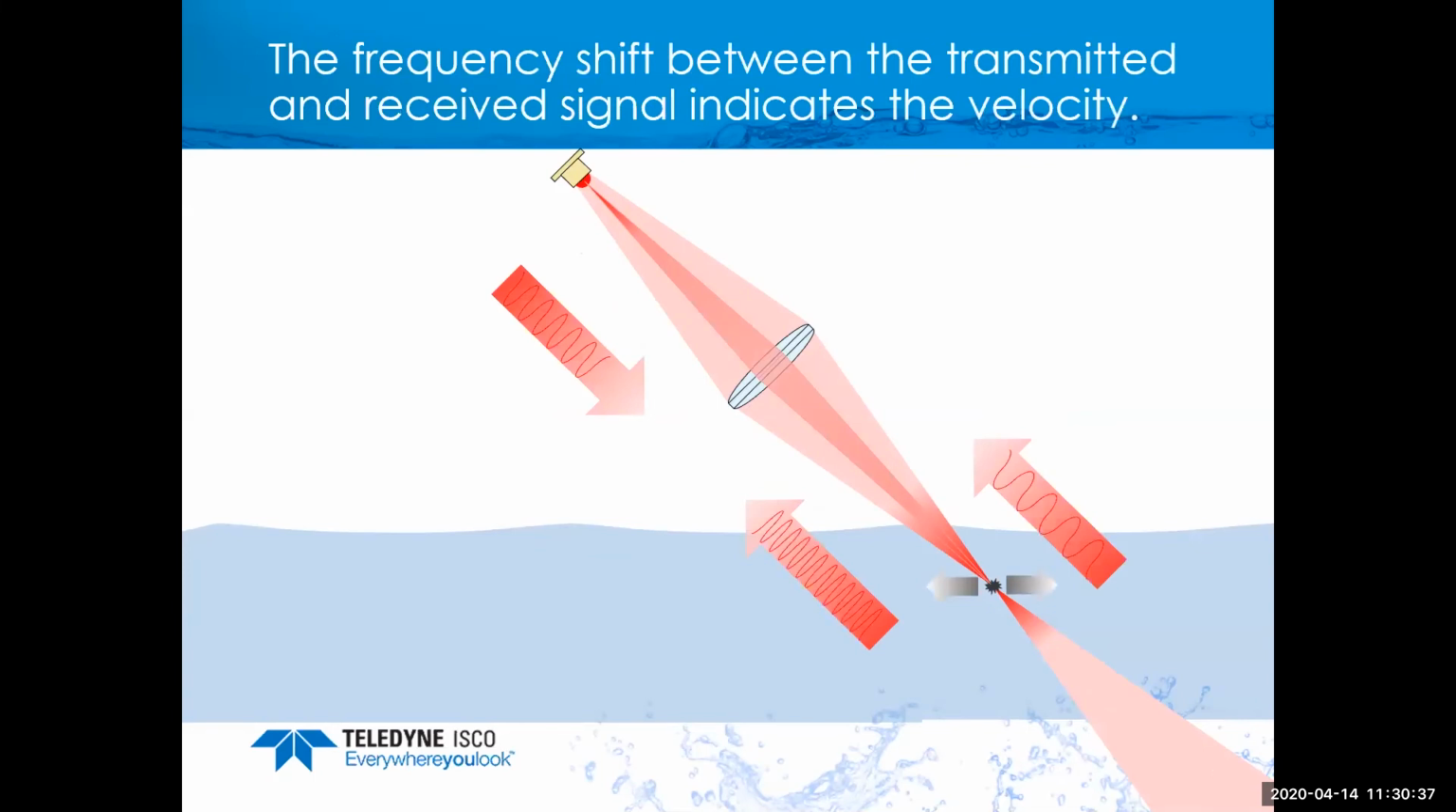And with the laser sensor, it can also determine the direction of the velocity, based on the frequency shift. As the water is moving towards it, it's going to see a faster frequency shift. If it's moving away, it's going to have a slower frequency shift to determine the velocity of the water.